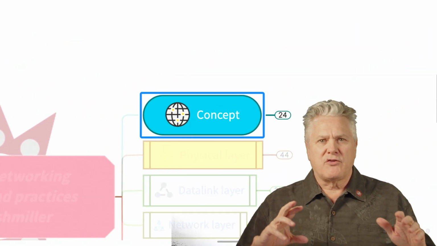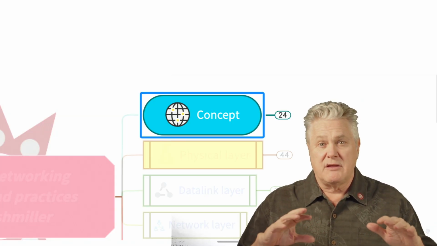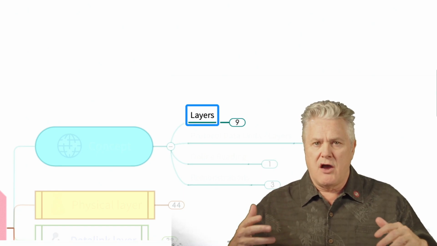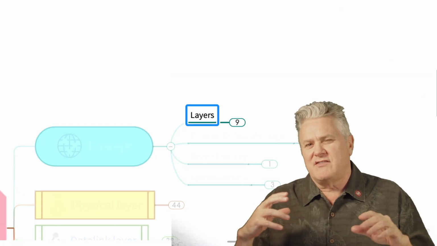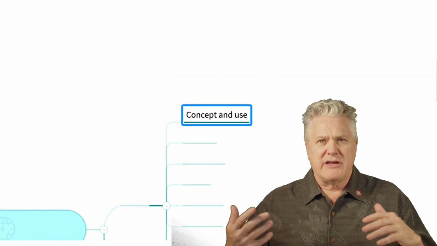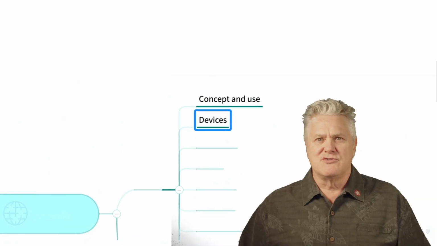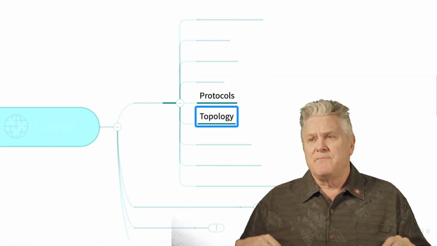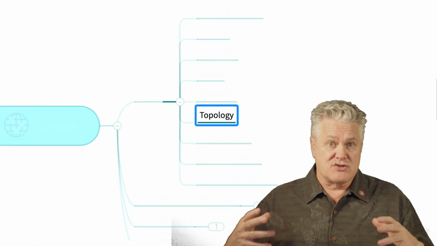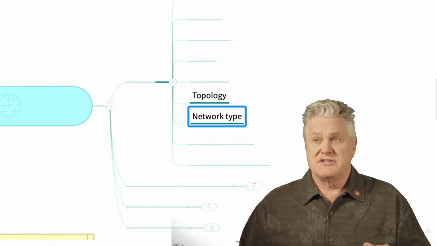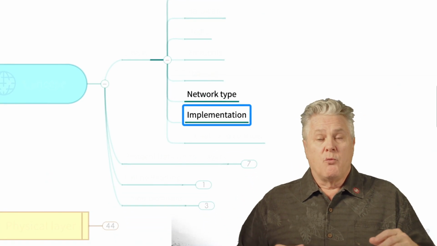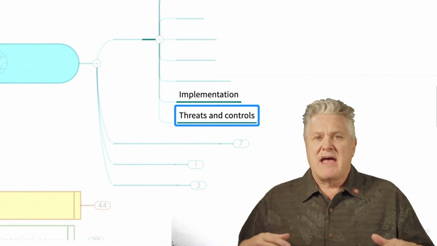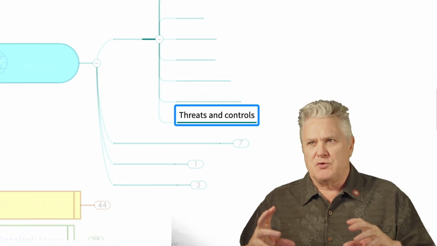When we look at computer network security, we have to break this down a little bit differently than most of the mind maps that you see with me. We're going to talk about each one of the individual layers in the OSI model, and I'm going to carve off for the TCP/IP model and explain that one. But for each one of these layers, we're going to talk about the concept and use, the devices, the hardware, the media, what protocols are at that layer, what topologies may look like at those layers, because we have both virtual and physical topologies, any kind of network types that we have, what the implementation of this particular protocol or layer would look like in your environment, and sometimes we'll talk about the threats and controls.